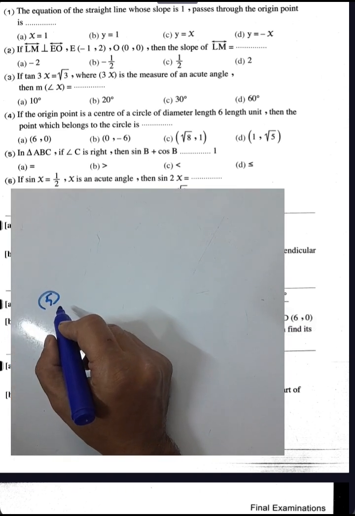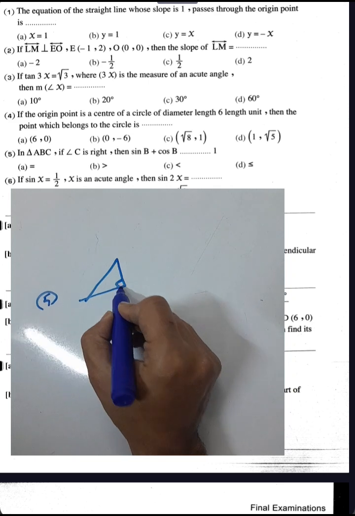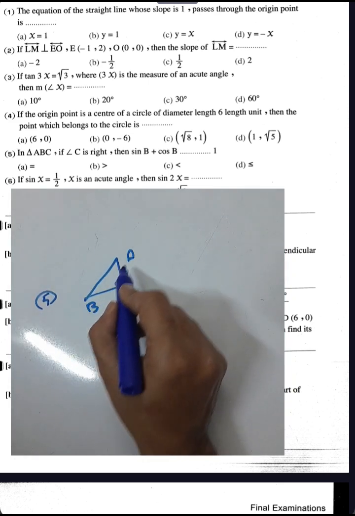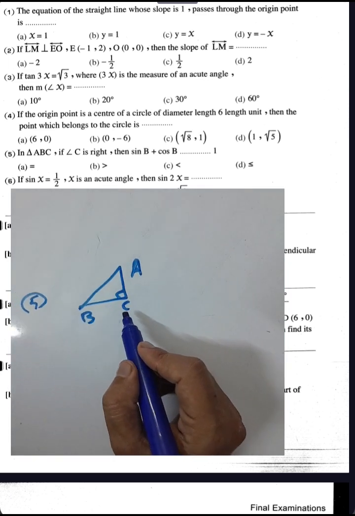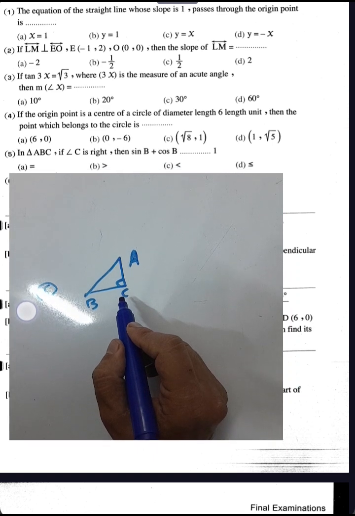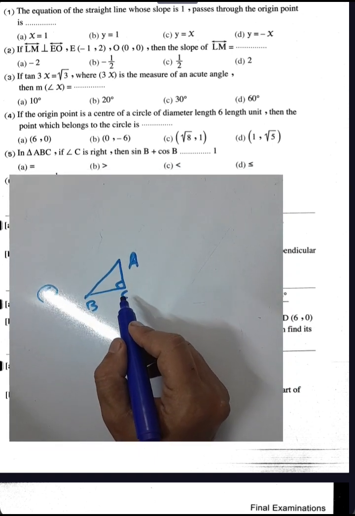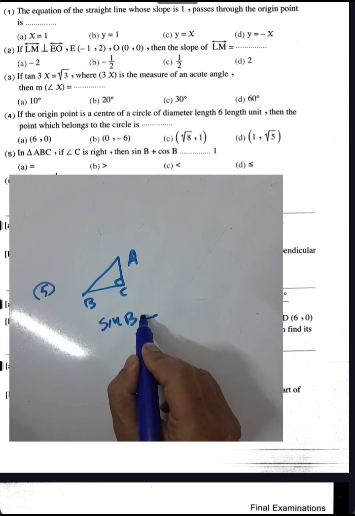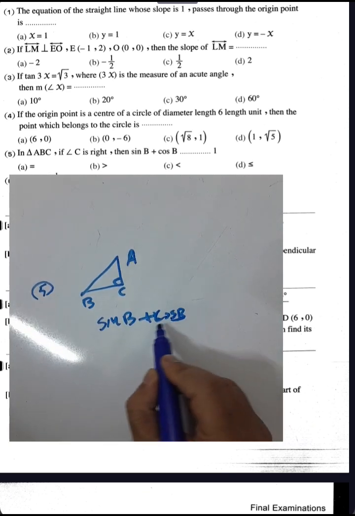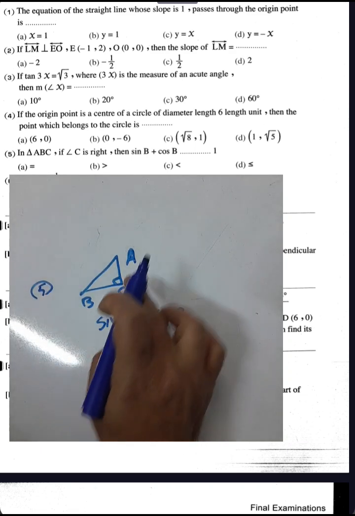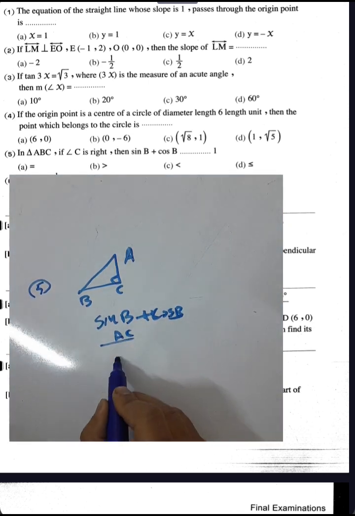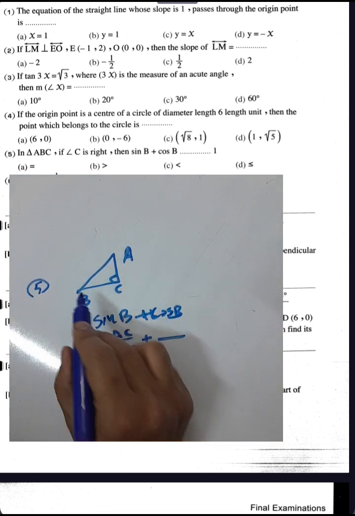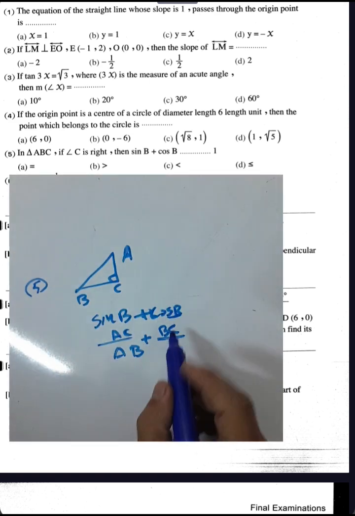Question number 5. In triangle ABC, C is a right angle. It's the right angle here. The measure of angle C equals 90 degrees. Then he wants to find sine B plus cosine B. We know sine B here will be opposite over what? Opposite AC over hypotenuse. And cosine B, BC, adjacent over hypotenuse.